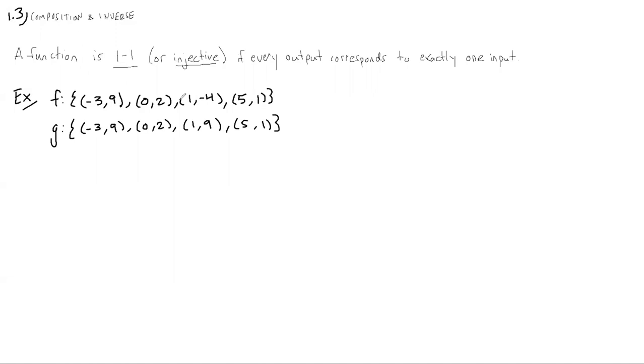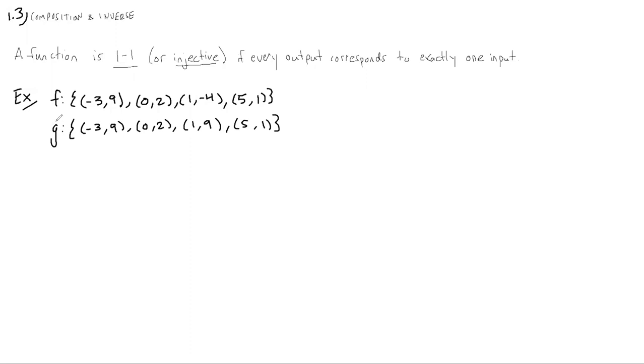But you could have, for example, the function f of x equals x squared. F of 2 and f of negative 2 are both 4. So that output of 4 actually has two different inputs. A one-to-one function, that doesn't happen. So it's kind of like a reverso definition of being a function.